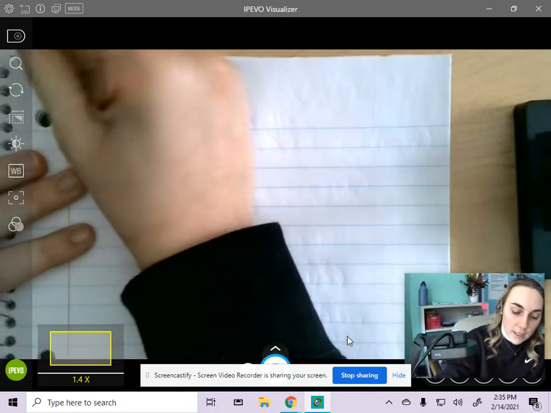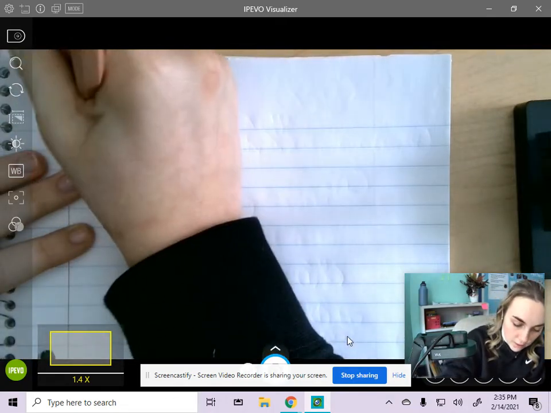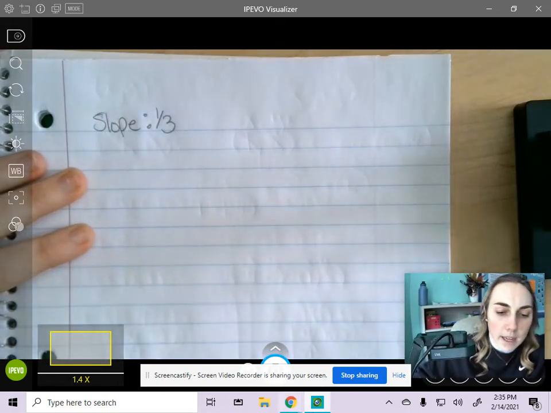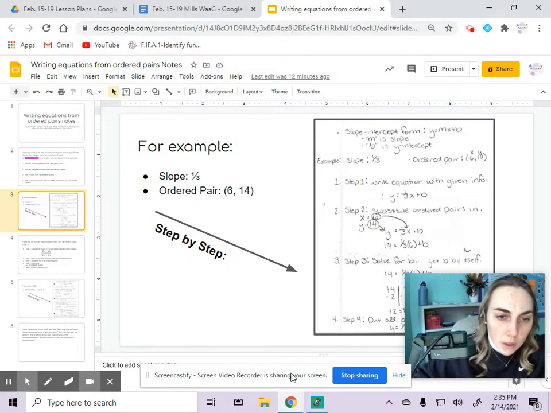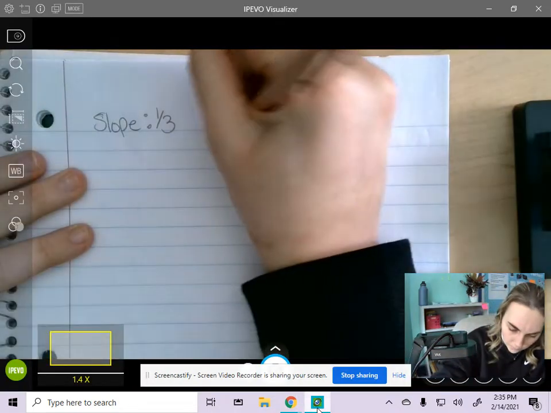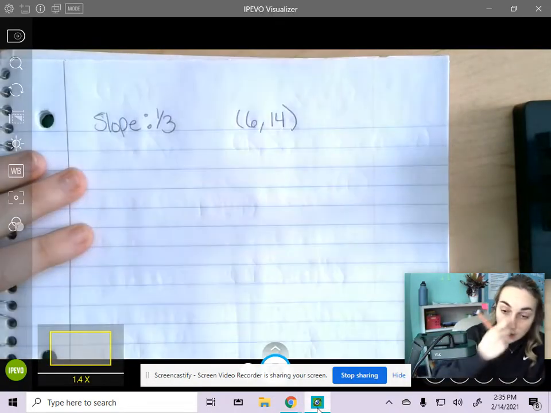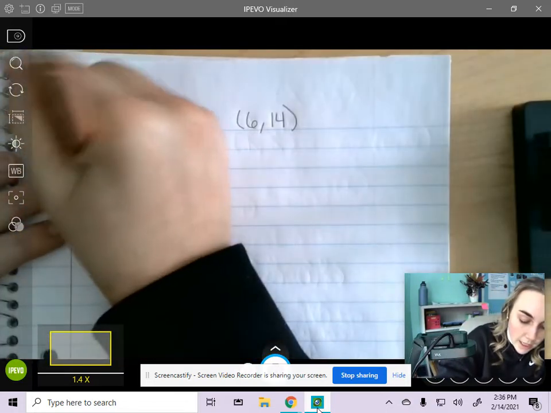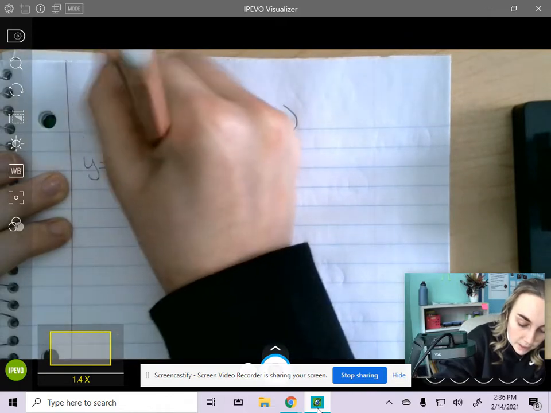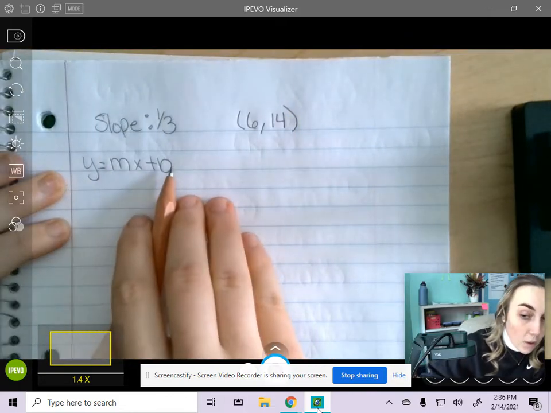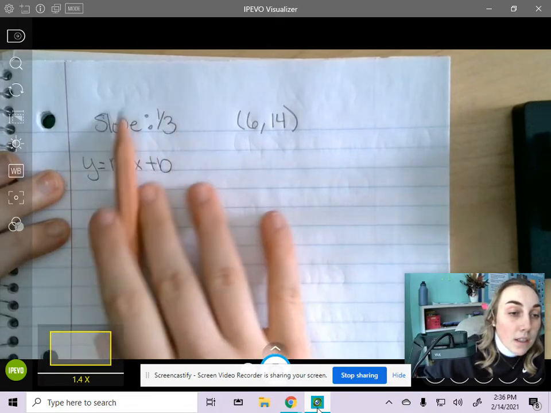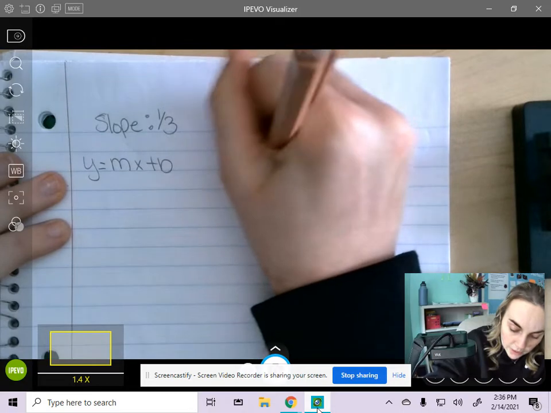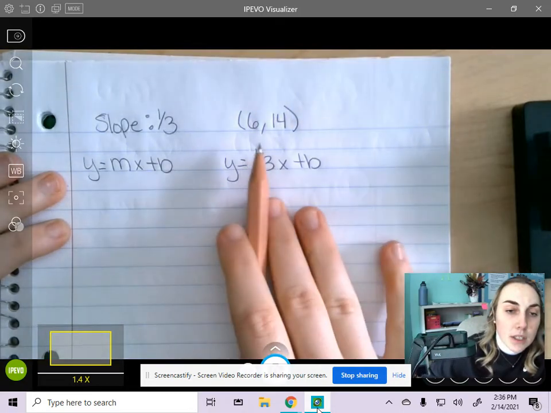So the slope was 1/3, and our ordered pair was 6 and 14. All right, here is our first step. Again, you want to write the equation, which is y equals mx plus b, where m is our slope and b is our y-intercept. And you want to put our slope, which we already know, into the equation. So y equals 1/3 x plus b. That was our first step.